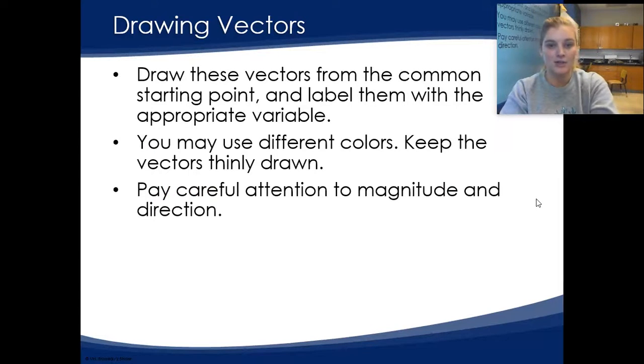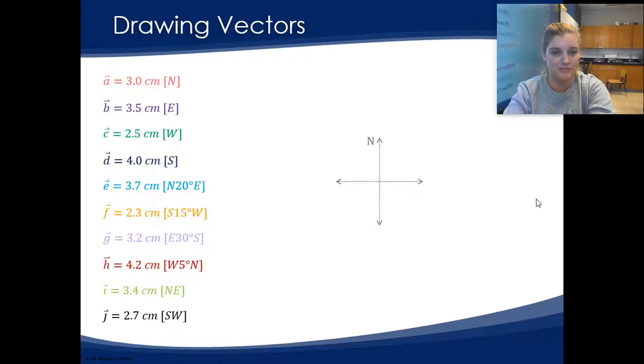So then I want you to draw all these following vectors from a common starting point, which is going to be the center of our compass rose on your notes, and label them with the appropriate variables that they're listed with in your notes. You can use different colors, but you don't want to draw your vector lines too thick. You want to keep them pretty thin so that it's showing a pretty pure direction. And make sure you're paying careful attention to the magnitude, or how long the line is.